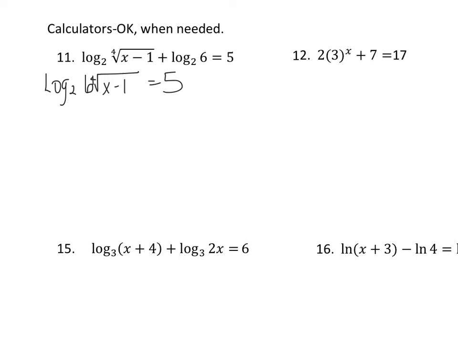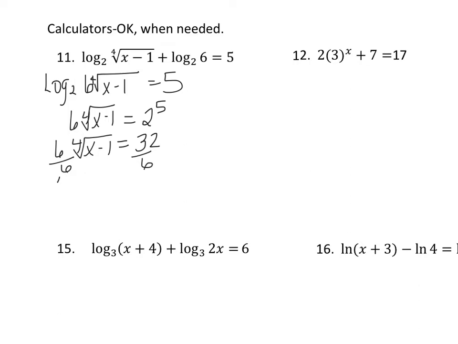Now I can rewrite this as an exponent: 2 to the 5th equals 6 times the 4th root of x minus 1. 2 to the 5th is 32, which equals the 4th root of x minus 1 times 6. I'll divide by 6. So the 4th root of x minus 1 equals 32/6, which reduces to 16/3. So let's write that as 16/3.